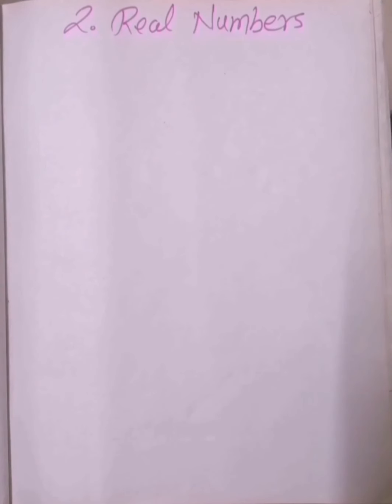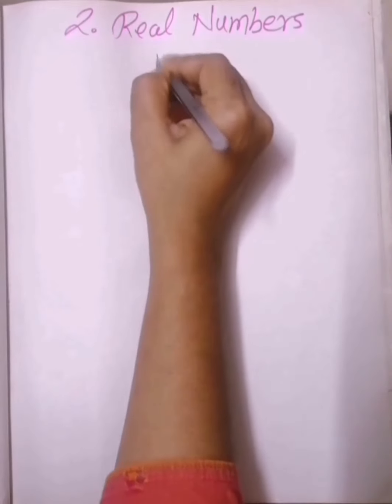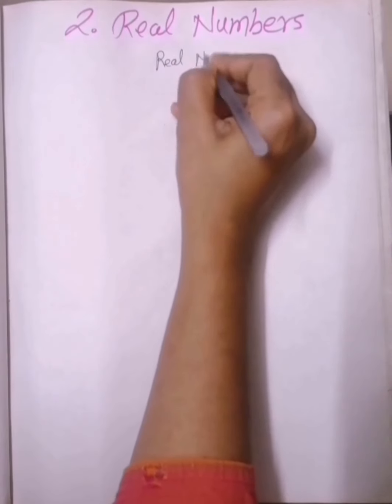Students, let's start with the second chapter of Maths 1, which is real number. Real number is a very interesting and easy chapter that you learned in your previous standard also. So let's start with the previous knowledge and recall the categories which come under real number. Here is a real number.